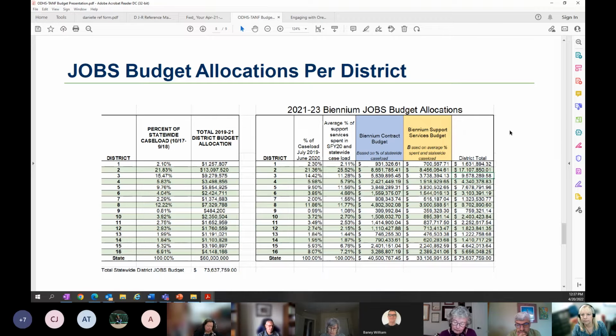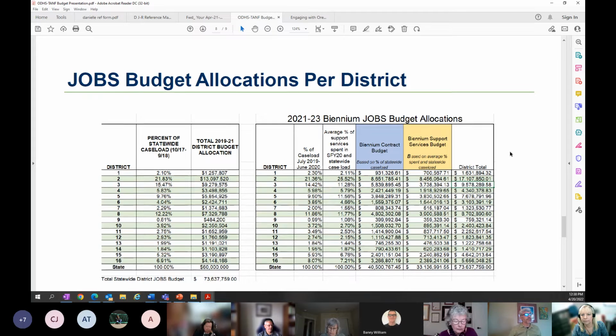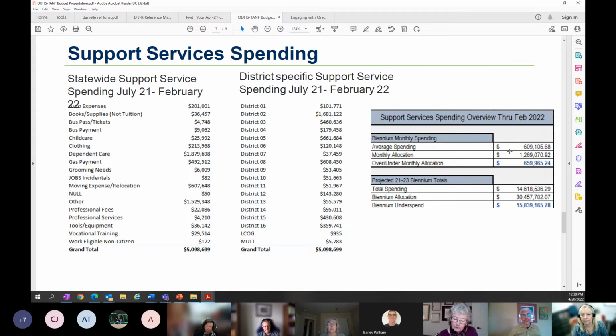So I could go down and name each and every one of the counties that each of these districts belong to, but we don't need to do that today. If you want, we can provide a district map so you know which those correspond to. So we can probably go to the previous slide then, and start talking a little bit about support services.